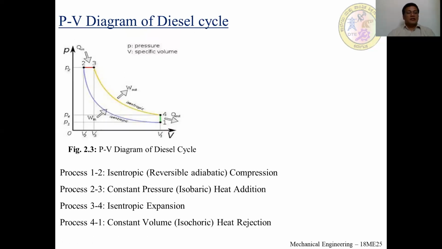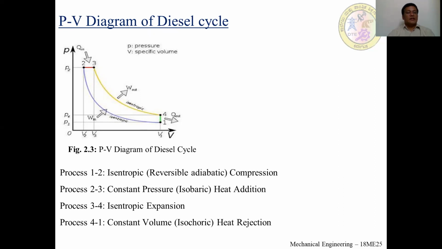Coming to the diesel cycle, this PV diagram shows the 4 different processes as we discussed in the Otto cycle also. So here also the diesel cycle is made up of 4 different processes, starting with isentropic compression. The only difference is that in the Otto cycle, heat addition takes place at constant volume, but in the diesel cycle, heat addition takes place at constant pressure, whereas the heat rejection remains the same, constant volume. So this is the main difference between the diesel cycle and the Otto cycle.